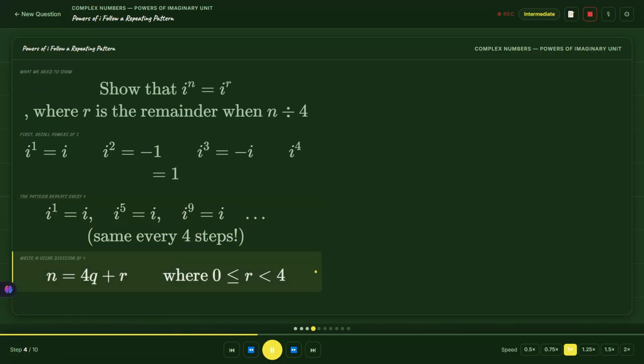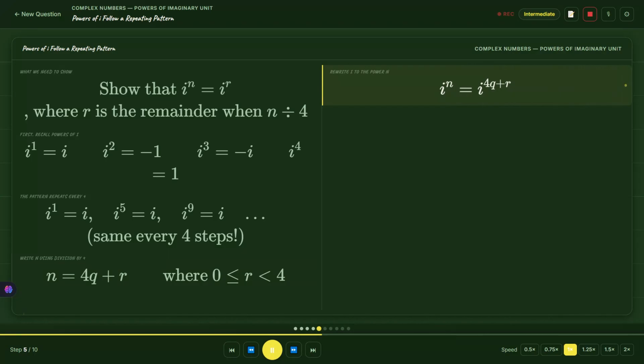Now let's use a simple idea. Any number n can be written as 4 times some number q, plus a little leftover part r. The leftover r is always 0, 1, 2, or 3. This is called the division rule.